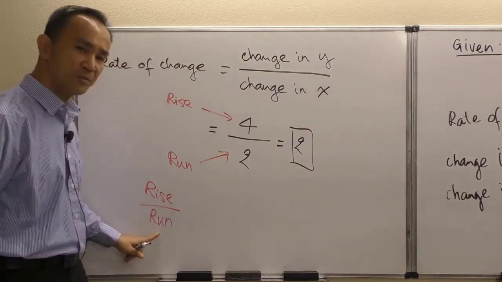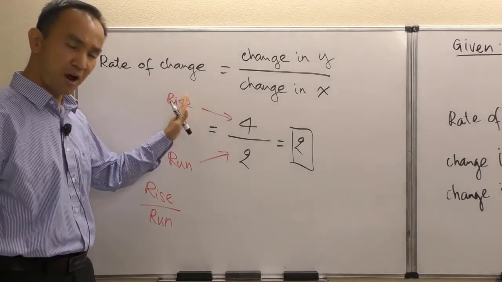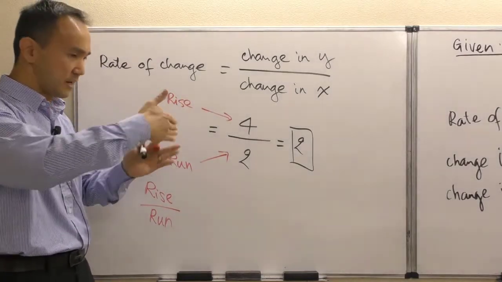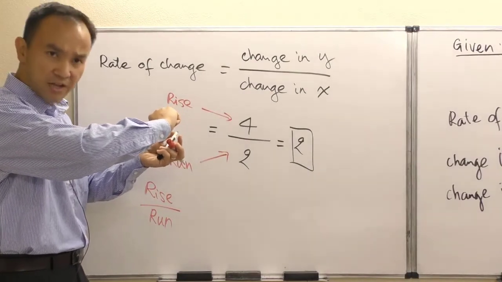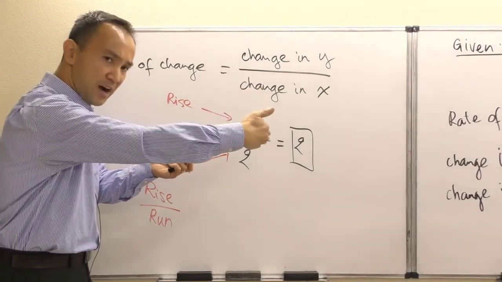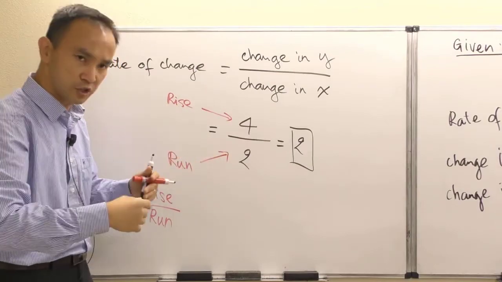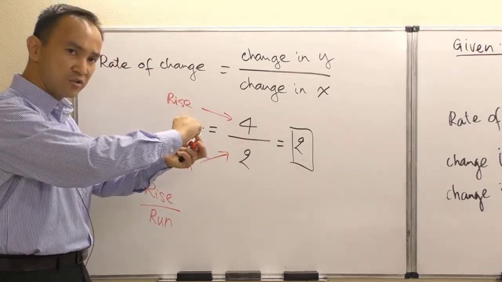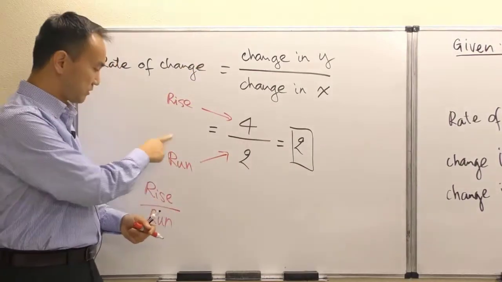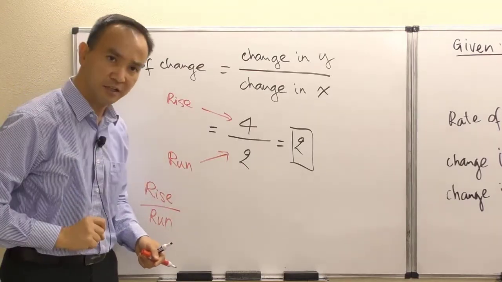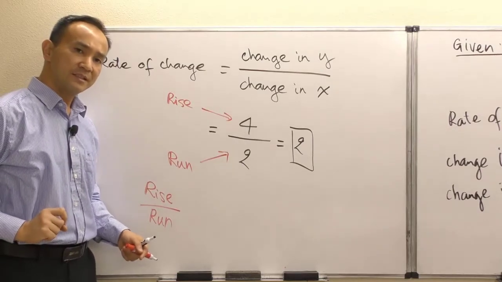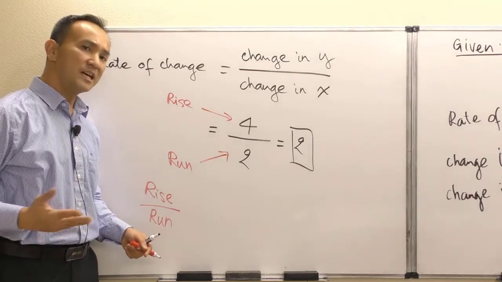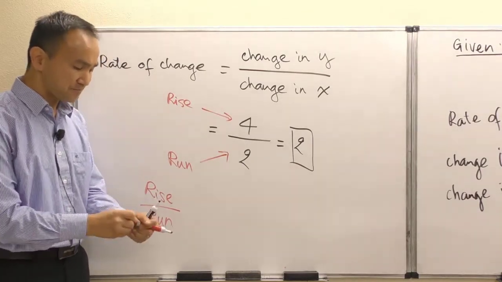So it will always be a run, but in this problem, it's a rise. You notice that initially it was at a lower y value, and then at the final x, when it changed to x equals 2, the y value changed higher compared to where it was vertically originally. That's why it was a rise. But in other problems, let's find out.